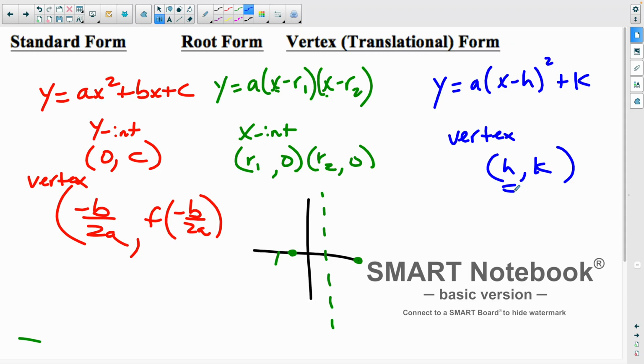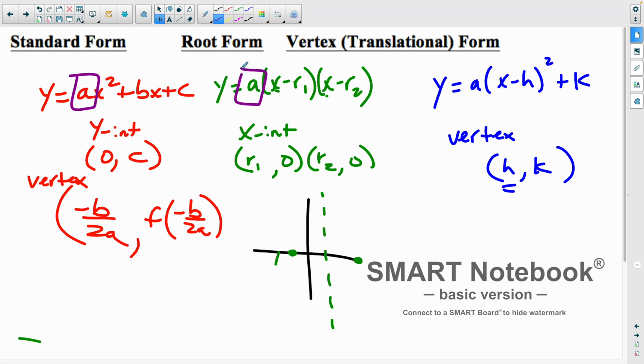how would you find your y-intercept? A lot of people make this mistake. A lot of people say my y-intercept is k, but that's not true. For my y-intercept, I still have to plug the 0 in for x, and then evaluate it, and that would be my value. Okay?